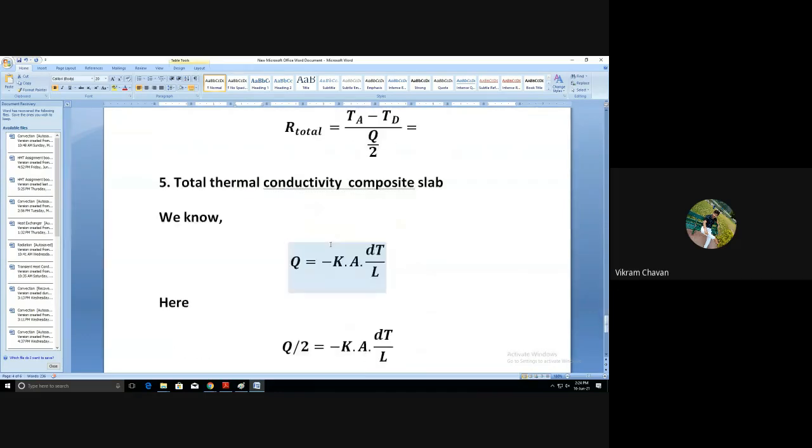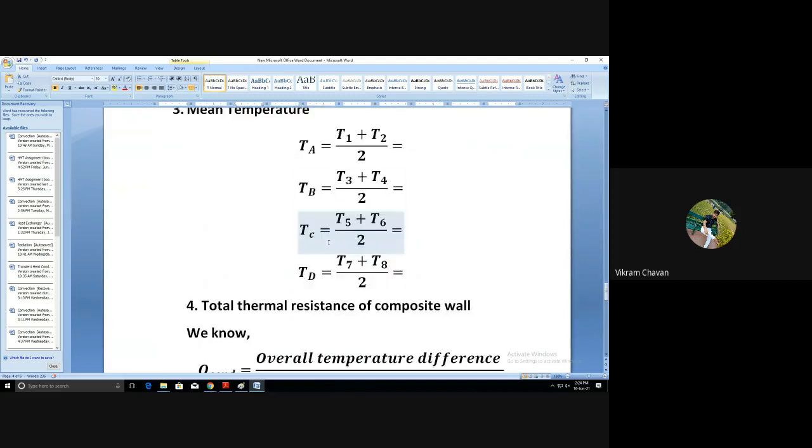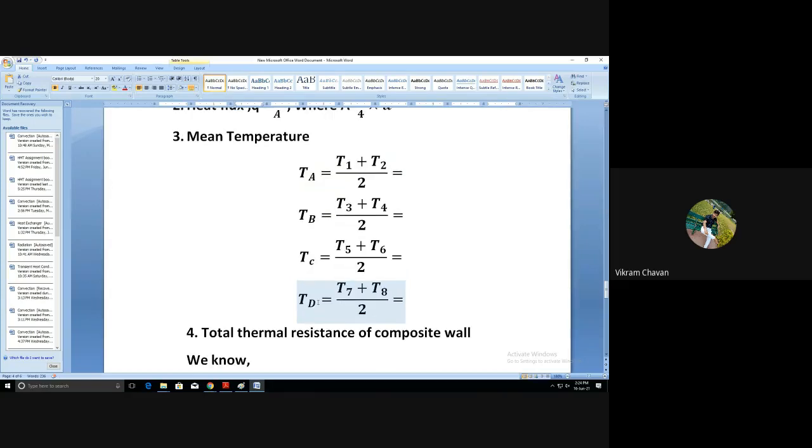Average of T1 plus T2 divided by 2 will be considered as TA. Average of T3 and T4 will be considered as TB. Average of T5 and T6 will be considered as TC, and average of T7 and T8 will be considered as TD. Okay, so that will provide you the 4 temperatures: TA, TB, TC, TD.